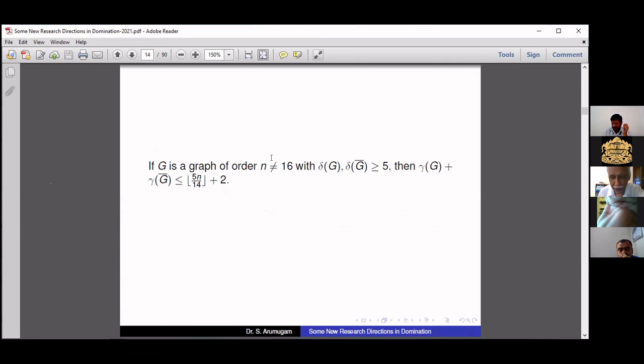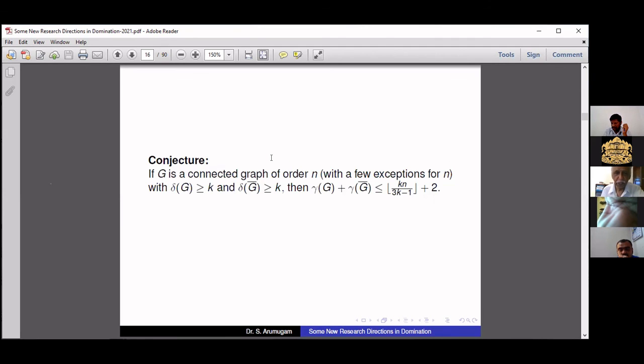So I looked at the pattern and I posed the conjecture that if G is a connected graph such that both G and G bar have minimum degree greater than or equal to k, then gamma plus gamma bar is less than or equal to kn by 3k minus 1 plus 2. When you put k equal to 1, it is 1 by 2, n by 2 plus 2, my theorem comes as a corollary. For k equal to 1, it is my theorem.